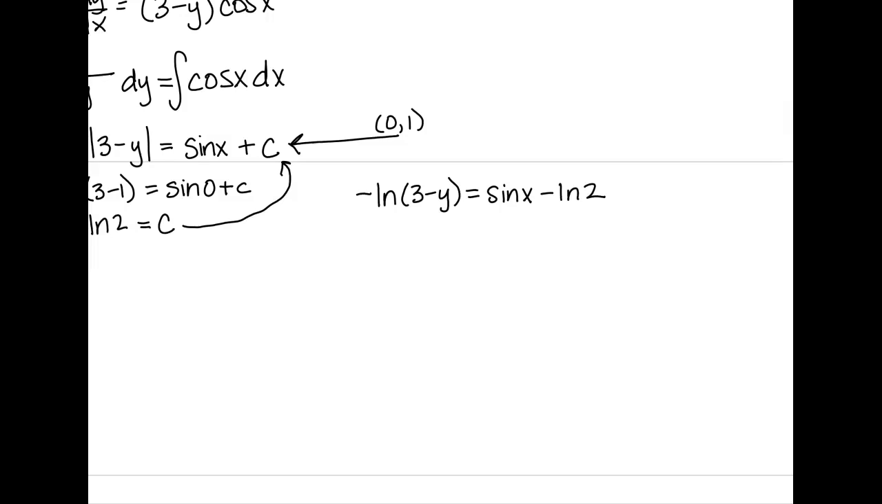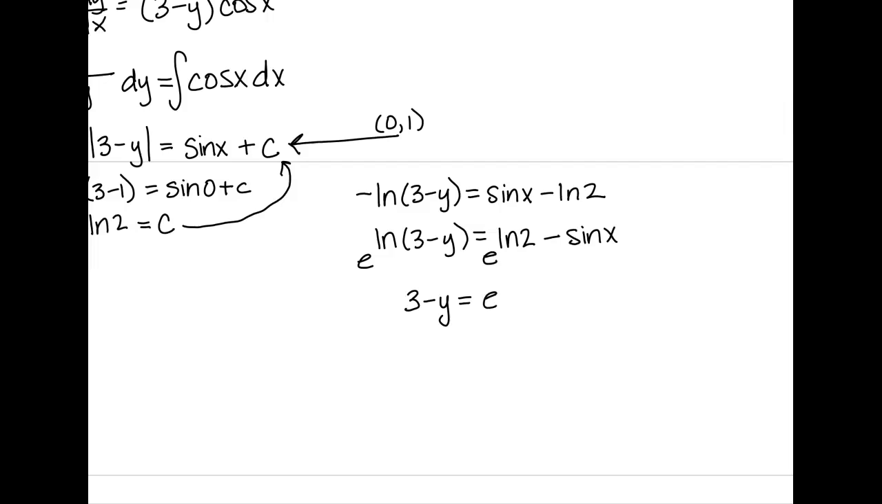The first thing I'm going to do is remove that minus sign. When I say remove, I mean divide both sides by -1. So I have natural log of 3 minus y equals positive natural log of 2 and negative sine of x. You with me? All right. Now what? I'm going to e both sides, right? So I have 3 minus y.